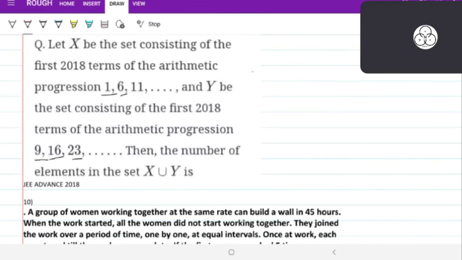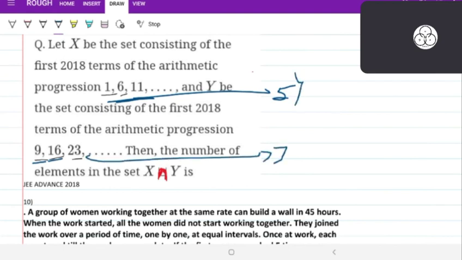Suppose we want to find X intersection Y, the common terms of both the APs. How will we find out? That idea I am giving you. If you can find X intersection Y, you can easily find X union Y if you know a little bit of set theory. Just look. What is the common difference here? 5, right? And what is the common difference here? 7.